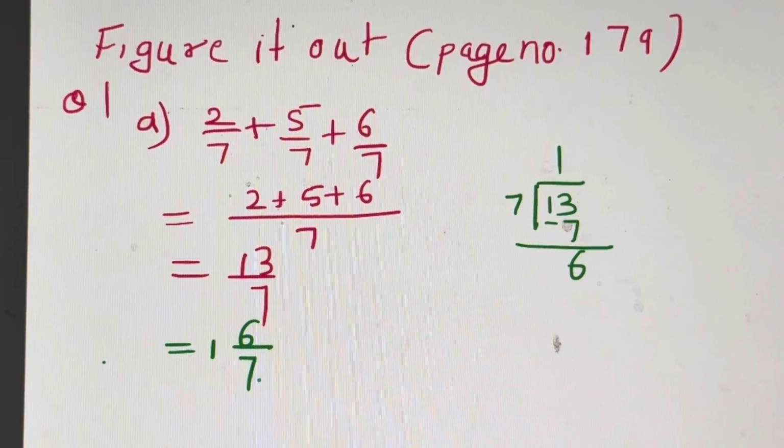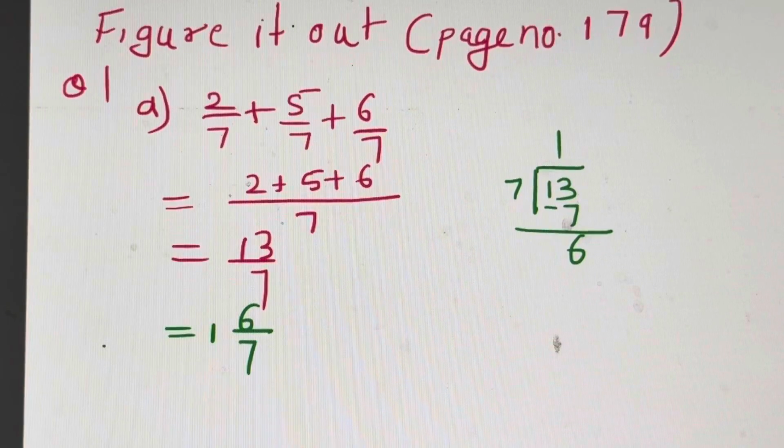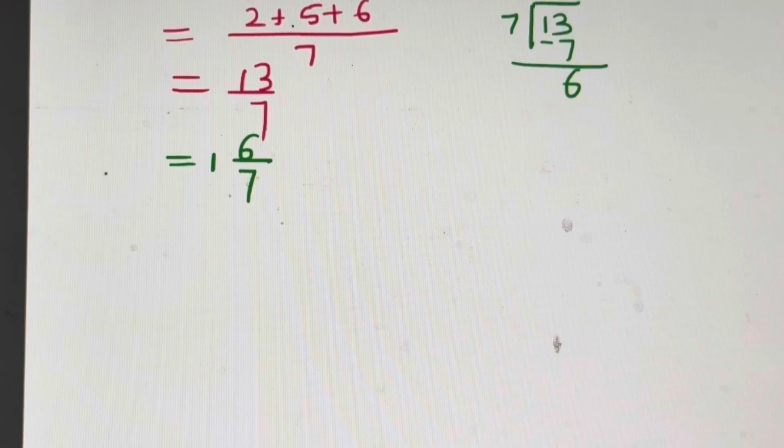Correct? So this is important. I am revising even the conversion of improper into mixed, right? So this is how you can divide. Then once you have practice, you can even write the answer directly here. 7 ones are 7, and you can subtract 13 minus 7. So you can write 6 over here, and 7 is the denominator. So this is the first answer. Now let us see question 1b.